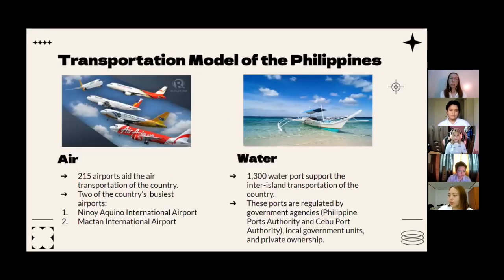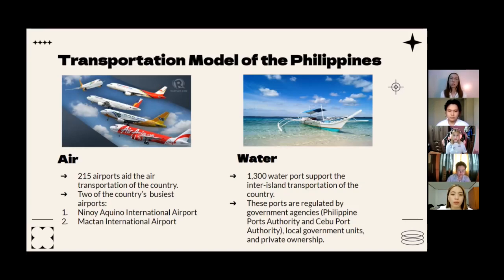So for the Philippine transport model, as of 2012, the transport sector plays a key role in the Philippine economy as it bridges the population and economic centers across the country. The transportation system of the said country consists of road, water, air, and rail transport. So for the air transport, 215 airports aid the air transport system of the country, 84 of which are owned and controlled by the government, while the remaining are owned by private sectors.